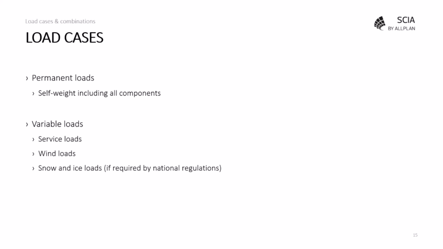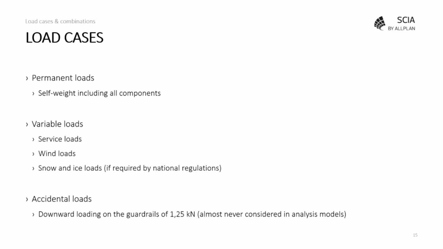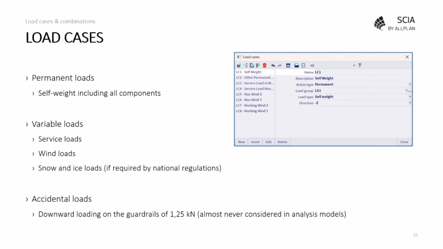Of course, the variable load, where we will make a distinction between the surface loads, wind loads, snow loads, ice loads, if required, of course. And you could also consider accidental loads, but in the analysis models, they are almost never considered. Probably they are already okay when you would consider them, but I rarely see them in the models.